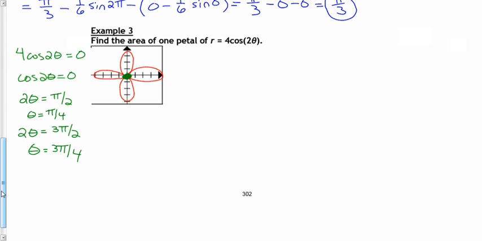Now, at the same time, I could have actually used the bounds from negative pi over 4 to positive pi over 4. That's also going to give me a single petal. I'm going to go ahead and just use the pi over 4 to 3 pi over 4. It doesn't matter. But once you know that the pi over 4s are where the zeros are, you can pick any two that you would like. So what I'd like for you to do right now is go ahead and set up the calculus for finding this area. Go ahead and pause the video now, please, and write your setup.